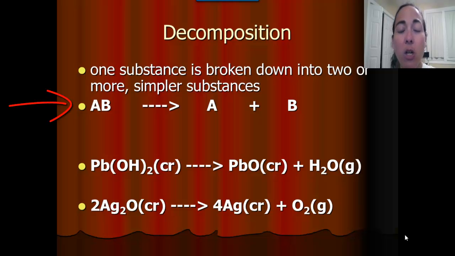So the generic equation, you have some compound that's falling apart into two or more products. The key to recognizing decomposition is that you do just have one reactant. If you look at the two specific examples here, the lead hydroxide breaks down into the two compounds, lead oxide and water, and then the silver oxide in the second example decomposes to give you two elements, silver and oxygen. So decomposition is the breaking down of a compound.